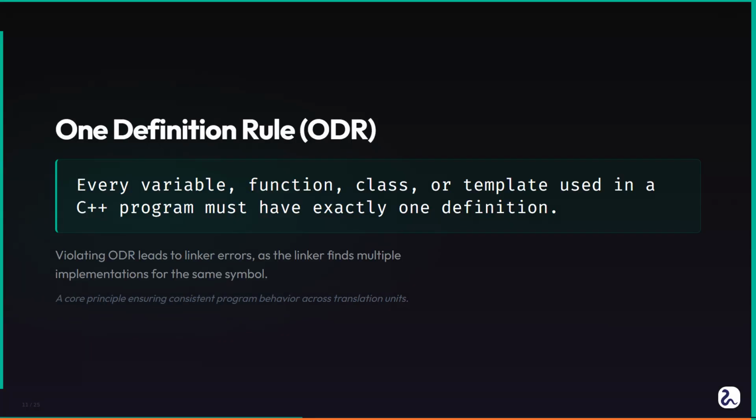This independent compilation model brings us to one of the most important rules in C++, the one definition rule, or ODR. It states that every function or variable you use in your program must have exactly one definition across the entire program. Declarations, however, can appear multiple times. This distinction is critical.